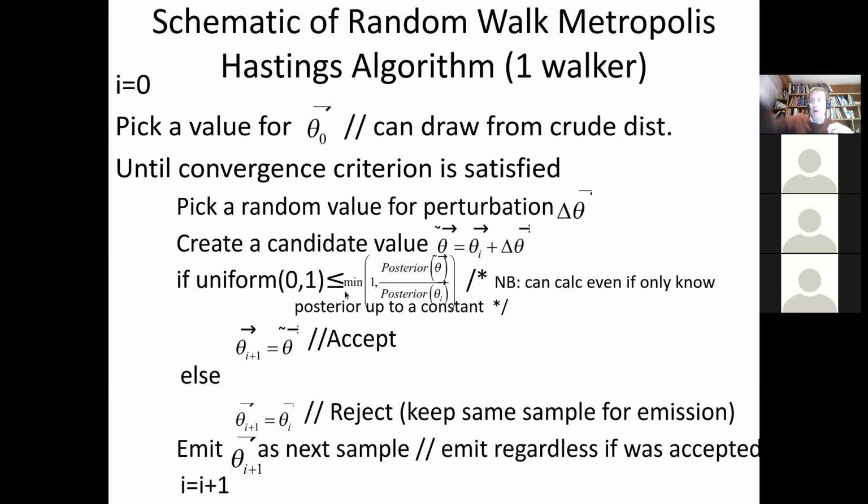If we draw something too far away, it may have a very poor posterior value for the candidate compared to our current one. This delta theta, the change in theta, the perturbation, is a vector. If it's too far away, then the posterior there may be very low compared to ours, and we may accept very infrequently. We'll reject frequently. Maybe this ratio is 0.1, and only 1/10 of the time will we accept. Otherwise, we'll reject. So this is the idea.